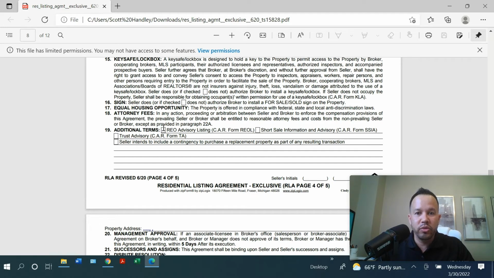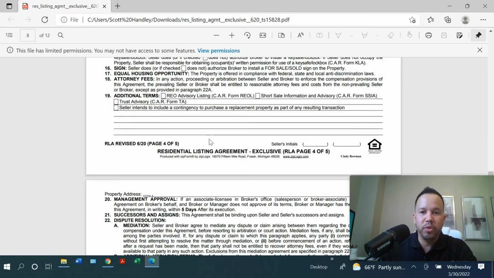Additional terms, if it's a bank-owned property, then you would have to check this box here, and then the REO advisory would pull through. Short sale, if it's a short sale, then it'd pull through here. Again, if it's in a trust, we're going to want to check this box here, and the TA will pull through. And then the last box, seller intends to include a contingency to purchase a replacement property as part of any resulting transaction. Number 19, this one sometimes can be checked, especially in the market that we're in. If the seller needs to sell this home and it's contingent upon their next purchase, then you would check this box here, and we'd fill out the form that pulls through. Again, on page 4, you're going to see the initial here.